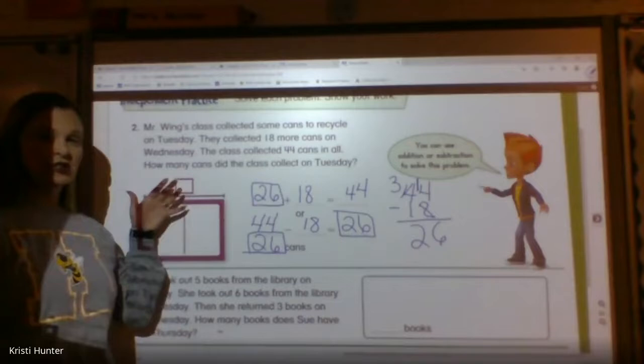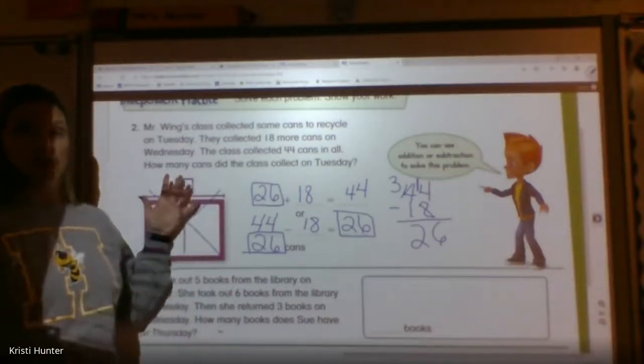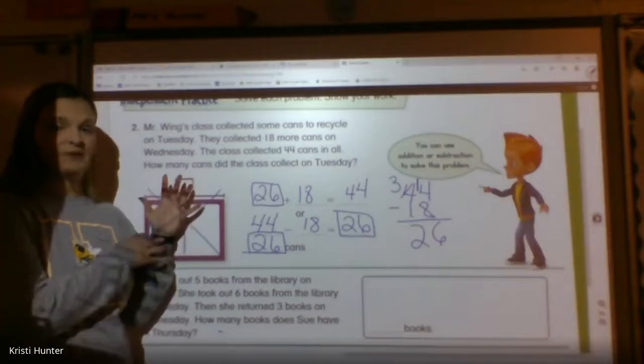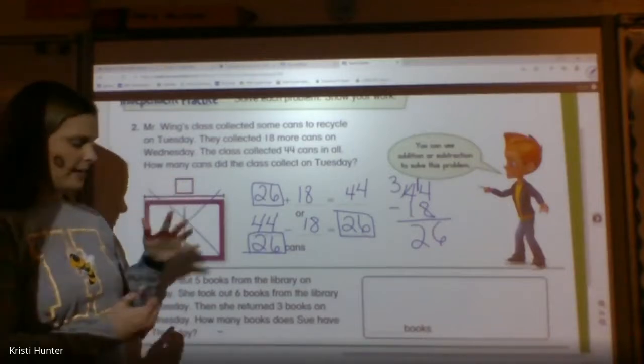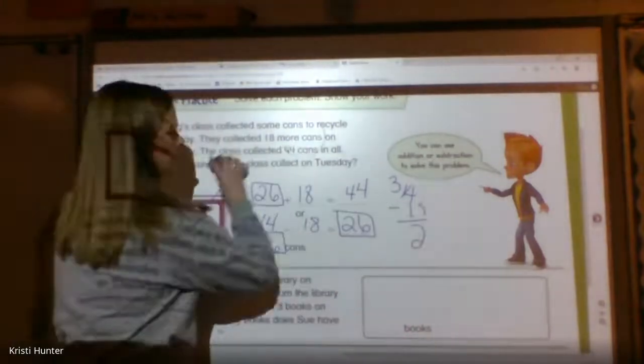You won't have to do anything with a bar diagram, so don't worry. That will not be on there. That's why I haven't filled it in. Right? Let's practice another problem down here.